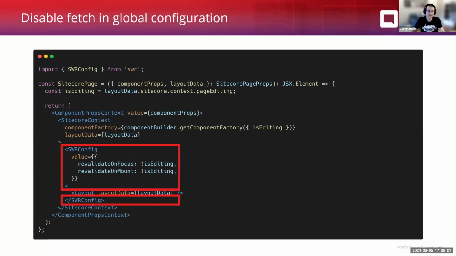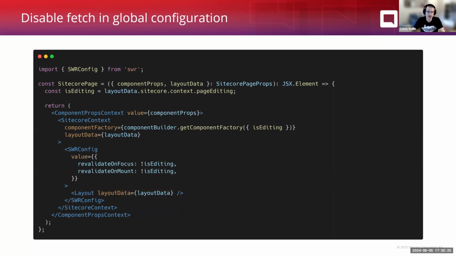On your SWR config element, you tell it, do not revalidate on focus or revalidate on mount when we're in the editor. Basically what this tells SWR is, when we're in the experience editor, just use the fallback data. Don't ever make API calls. And so that's quite nice, right?